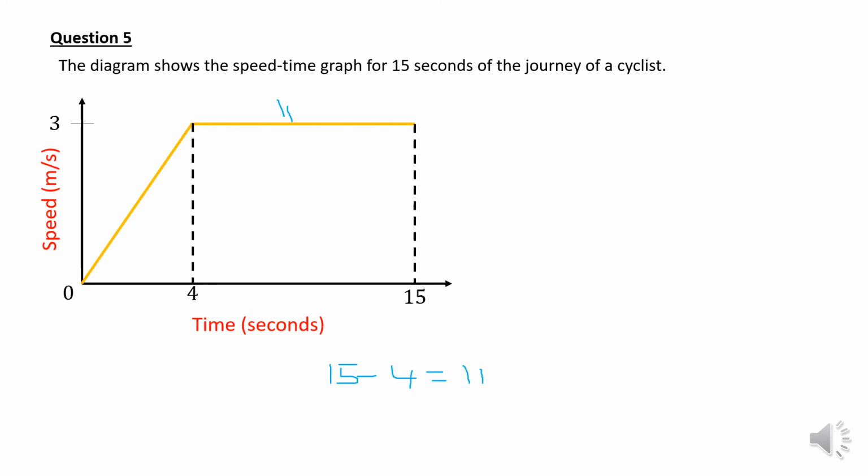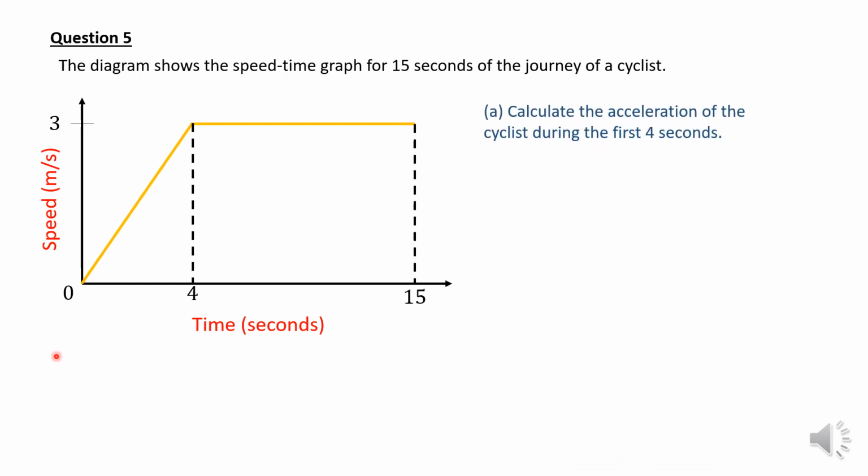Okay, so let's see what the question asks us to do. We are supposed to calculate the acceleration for the first 4 seconds. That is very easy. It's just going to be 3 divided by 4, okay, that gives you 0.75 meters per second squared. Right, vertical distance divided by horizontal distance, remember, gradient, that's 3 divided by 4.